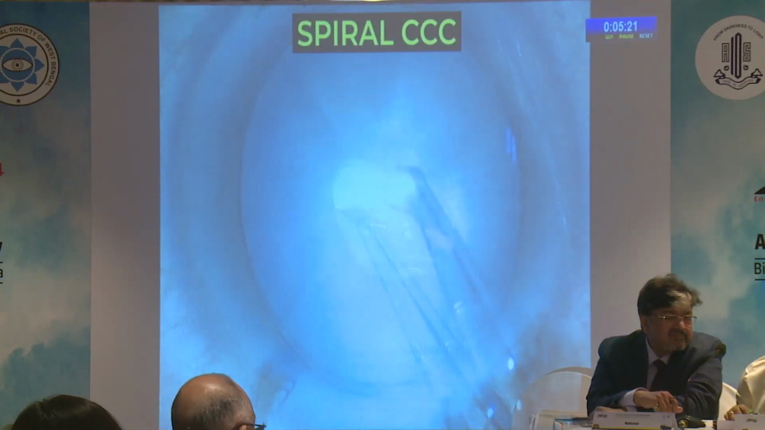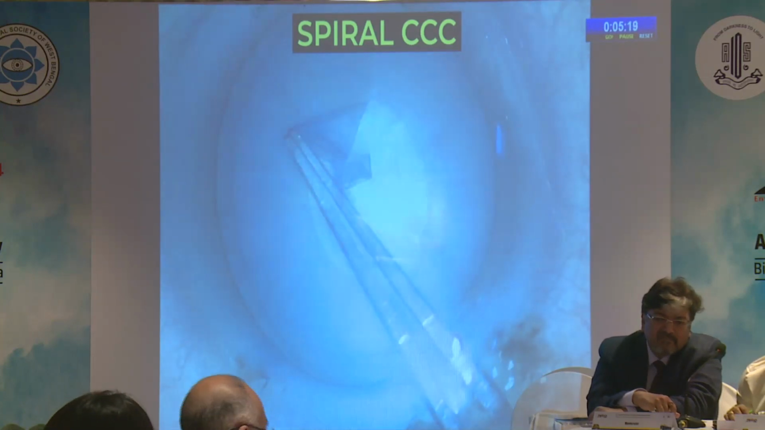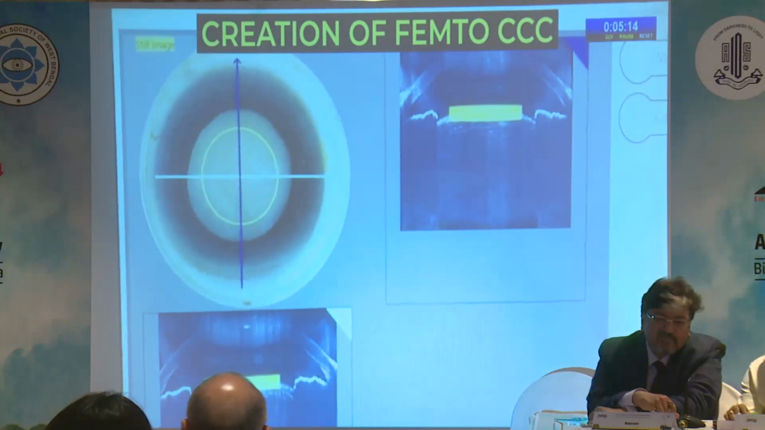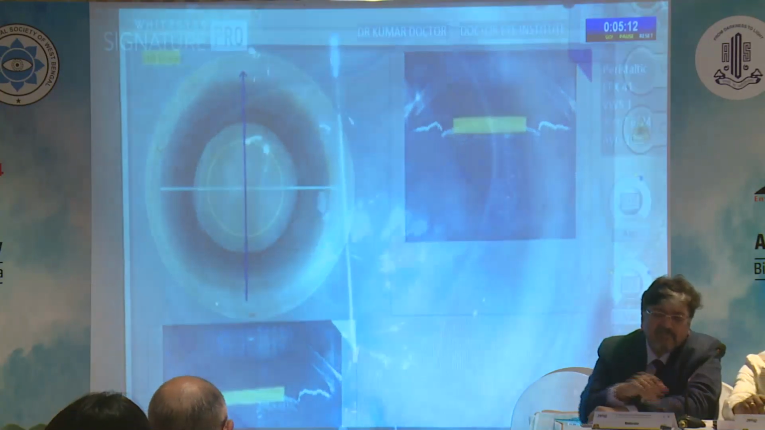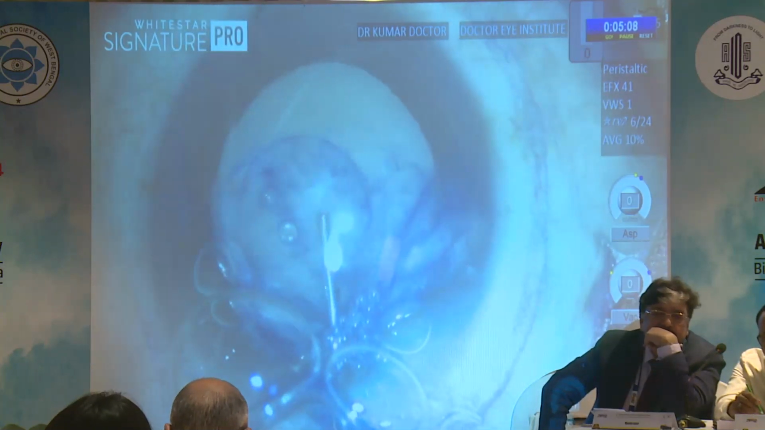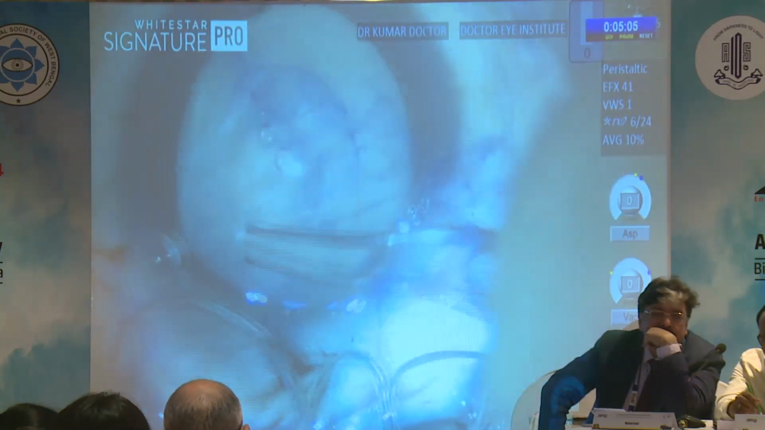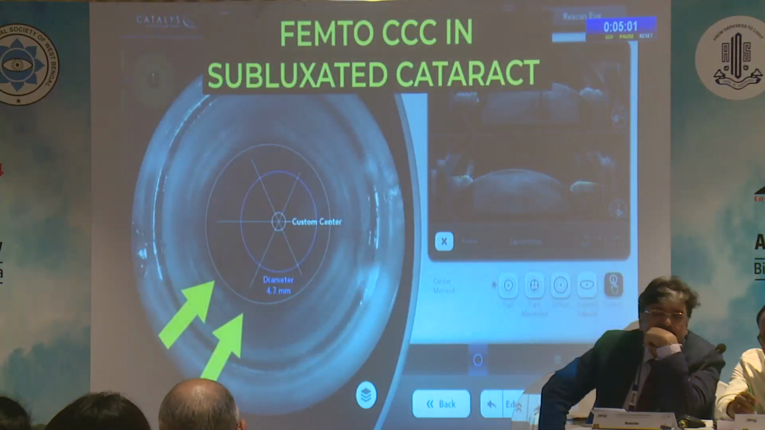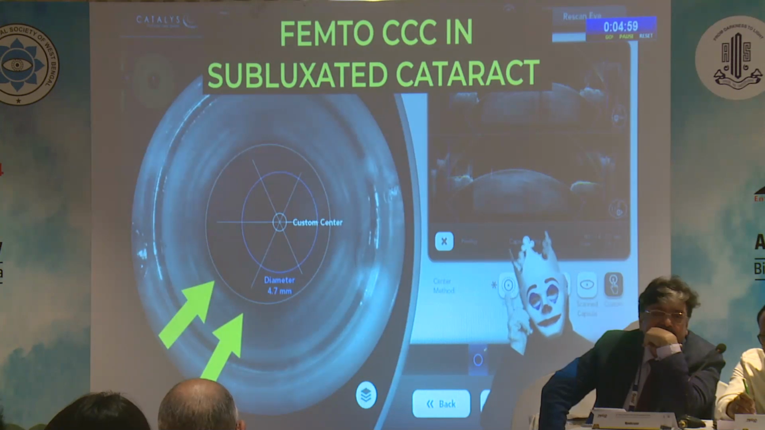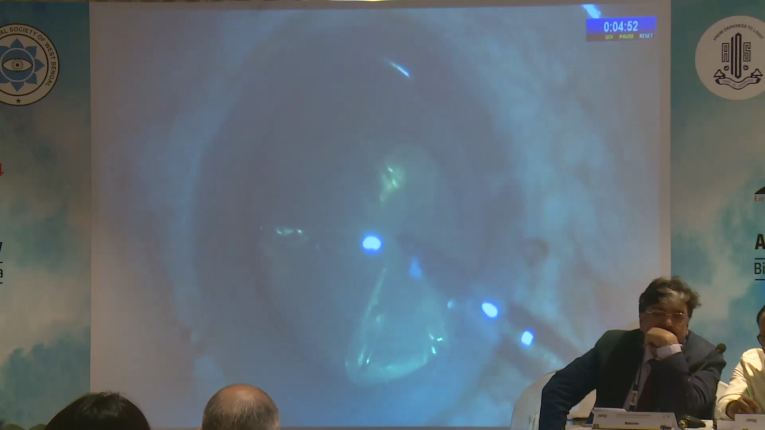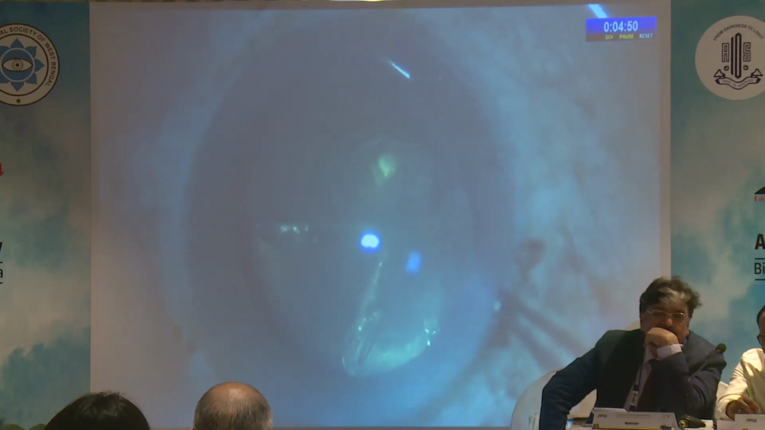Another approach is to create a spiral CCC in hypermature cataract to prevent an Argentinian flag sign. In creation of a femto-CCC in hypermature cataract, an additional step of staining the anterior capsule with a dye to make sure that the CCC flap is freely floating is quite essential. The creation of the femto-CCC in subluxated cataract is beneficial. One can move the CCC away from the area of subluxation. The CCC then is easily pinched out.